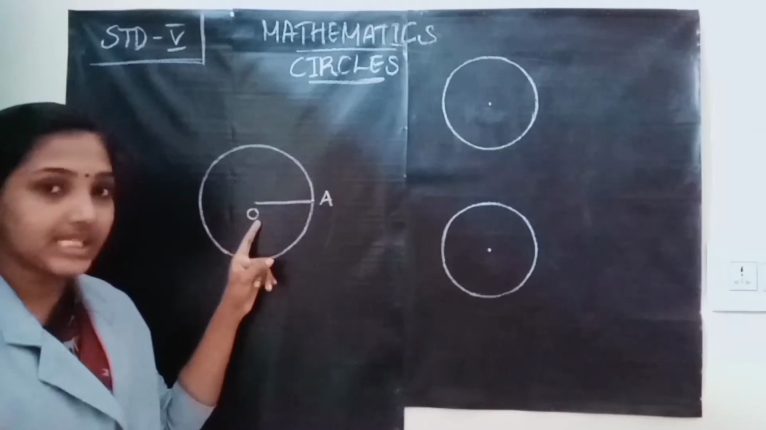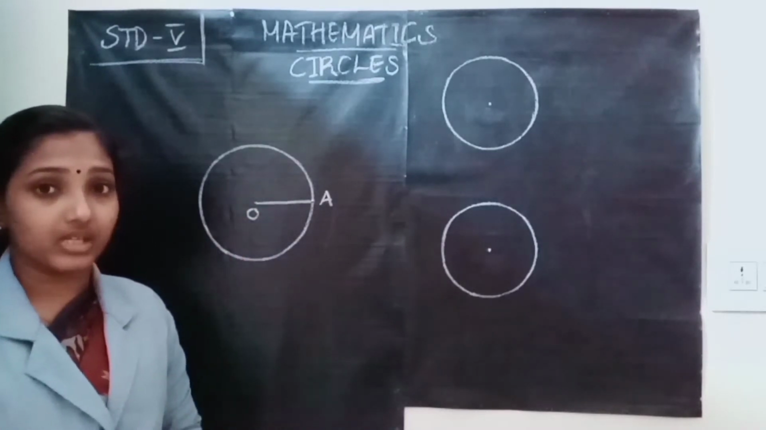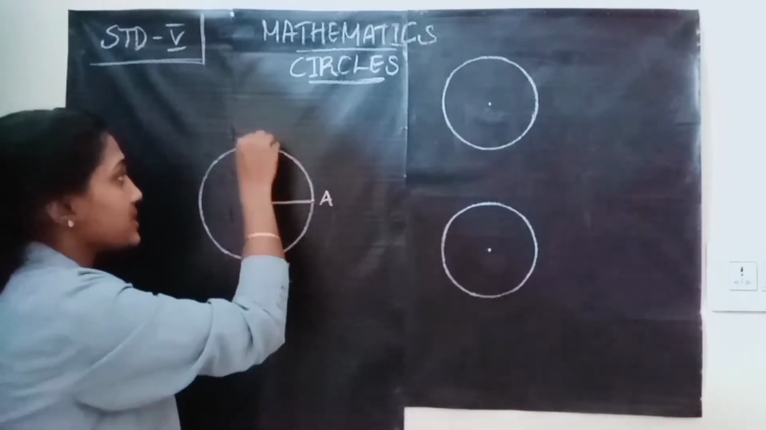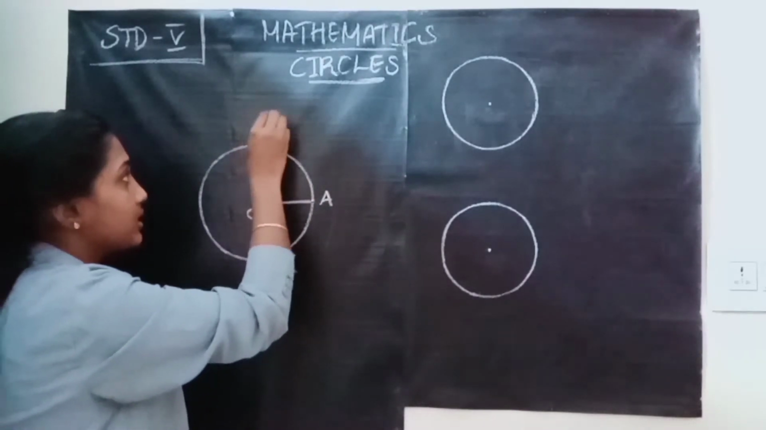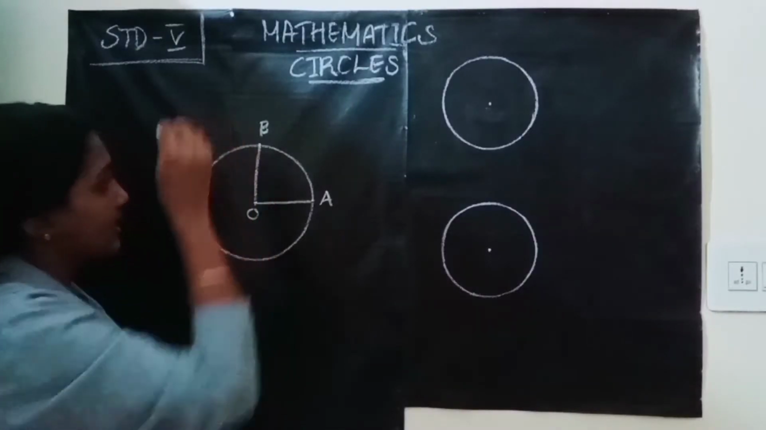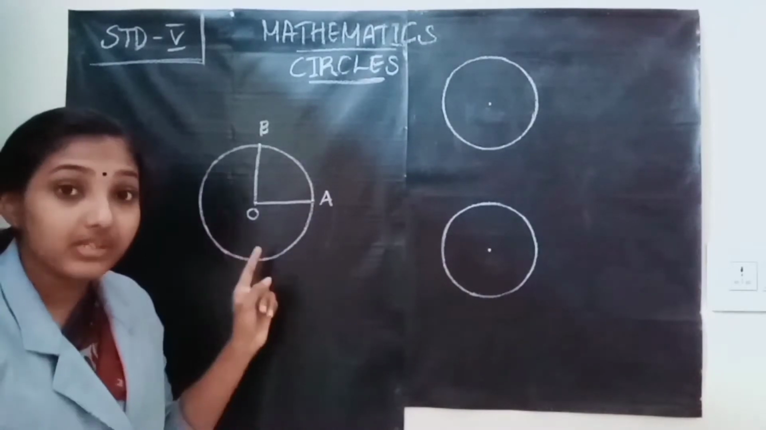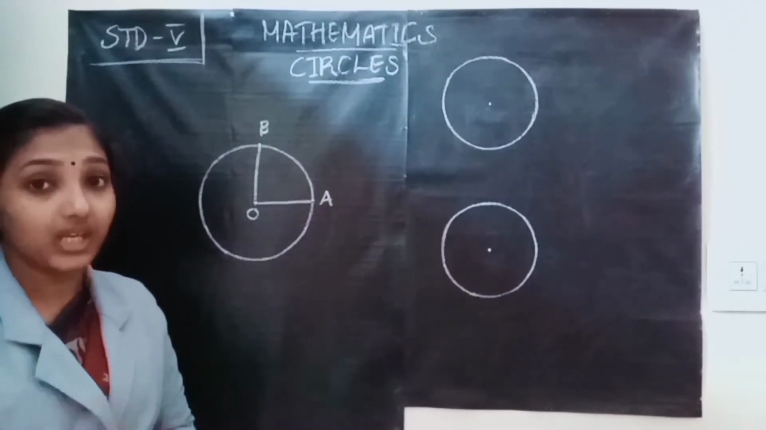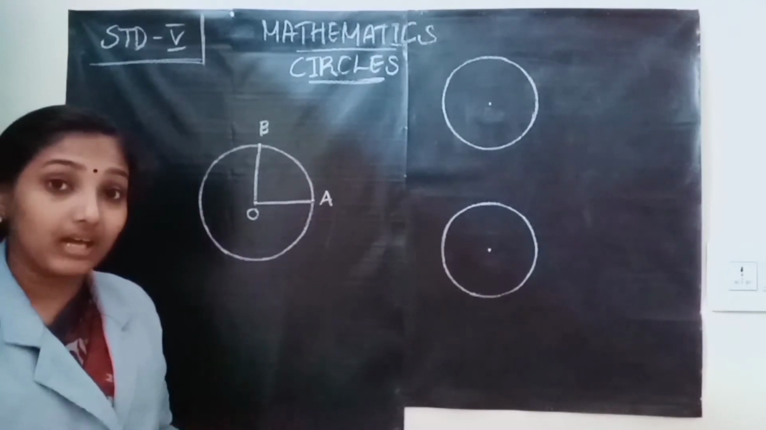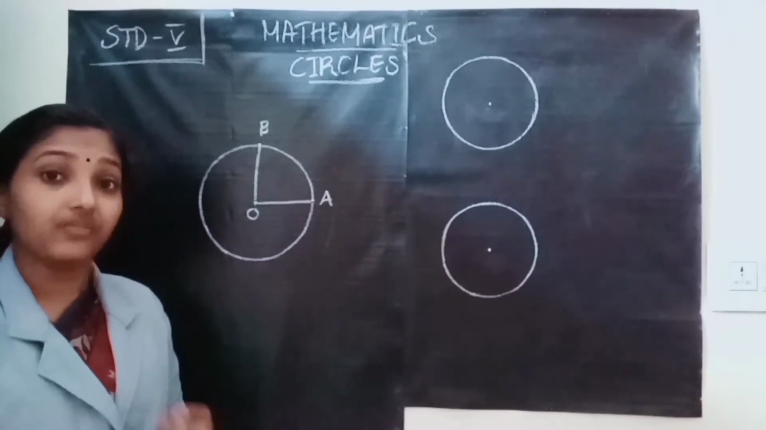Okay. And for a circle we can draw infinite number of radii. Here, taking this point, I got one radius, and if I take a point here, let it be point B, and join this point and the center of the circle, I will get another radius, and this radius will always be equal. We see that a circle can have infinite number of radii and all the radii will be of equal length.